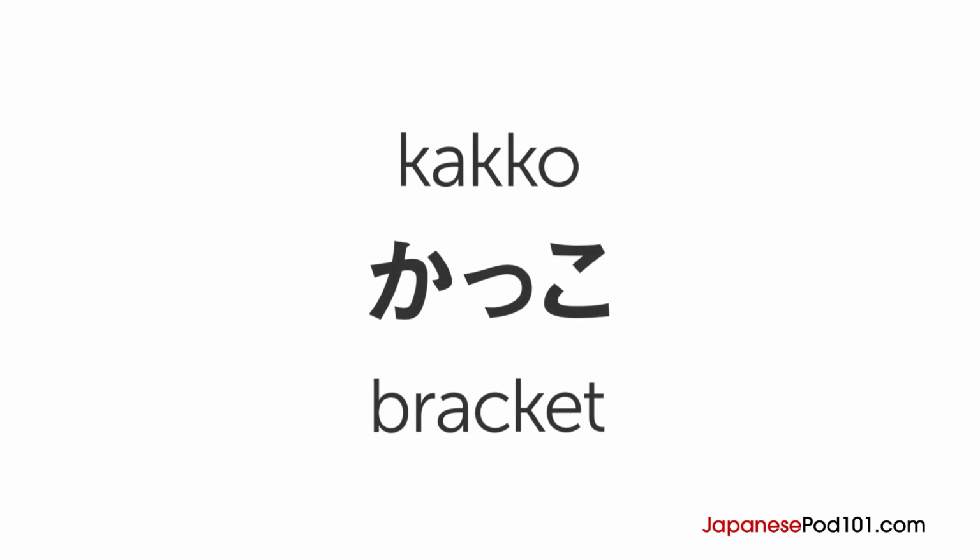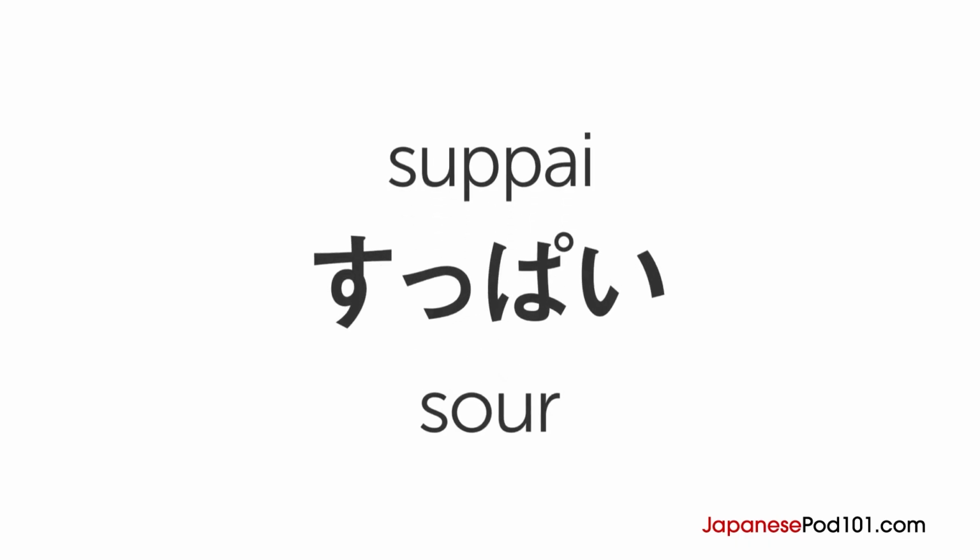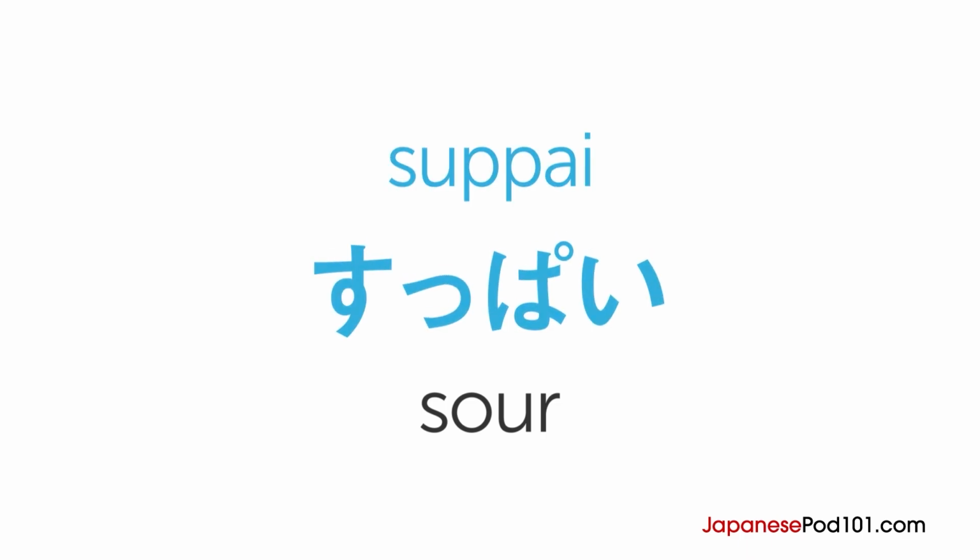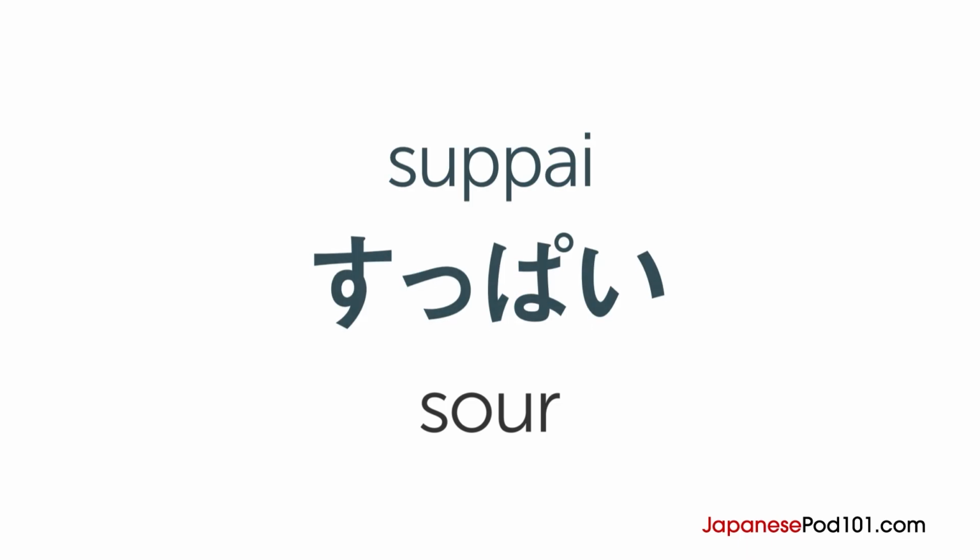The next one is かっこ. After saying か, put your tongue in the same position for く during the pause. Then say こ. Try it. かっこ. Let's try this. 酸っぱい. After saying す, bring your lips together for ぷ. Then make a pause and say ぱい.